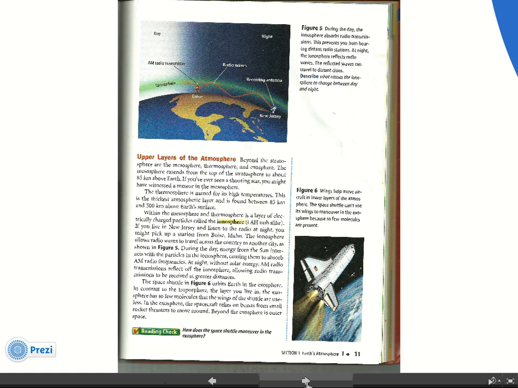Okay, you're going to turn to page 11. All right, on page 11 we have 2 graphics. We have a graphic here about radio waves, and this is about the ionosphere. We're going to read about that in a minute. And then we have figure 6, discussing how the space shuttle moves in the exosphere. So we'll look at those in a minute.